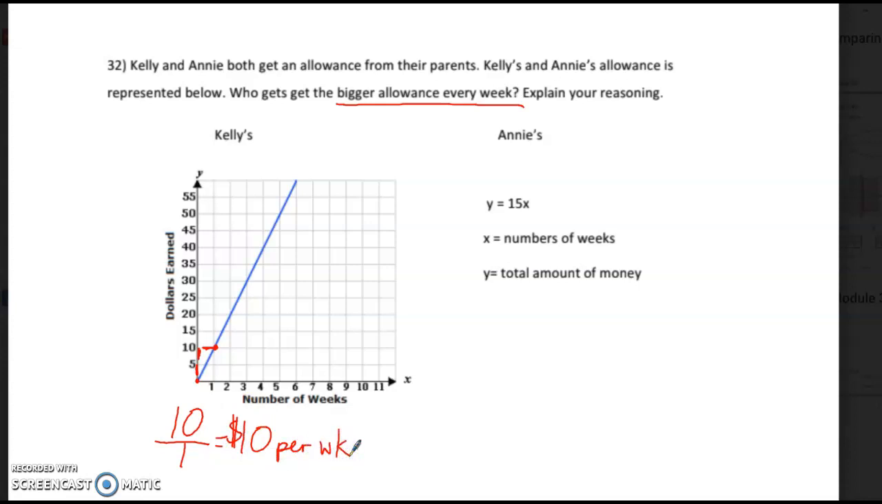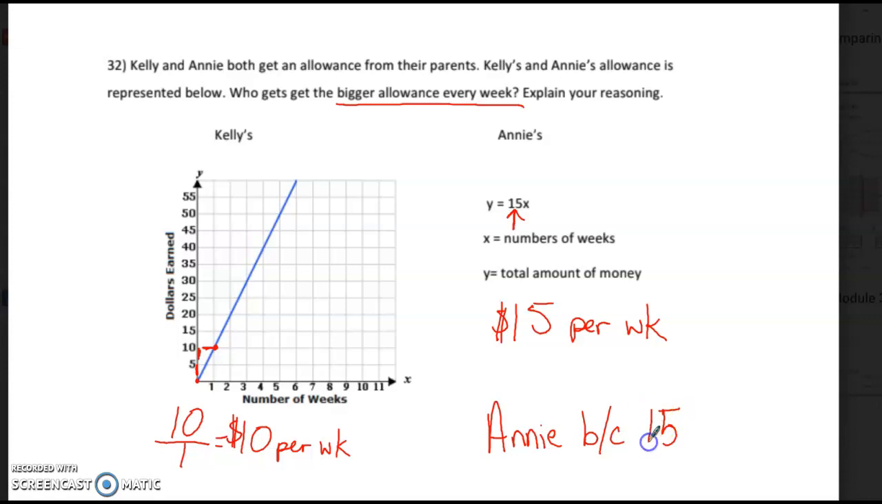Now we look at Annie. Here's her unit rate. Annie is making $15 per week. So who is getting the bigger allowance? That would be Annie. And we know that Annie is getting the bigger allowance because her unit rate, $15, is more than 10.